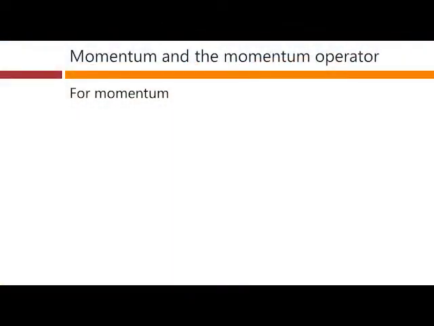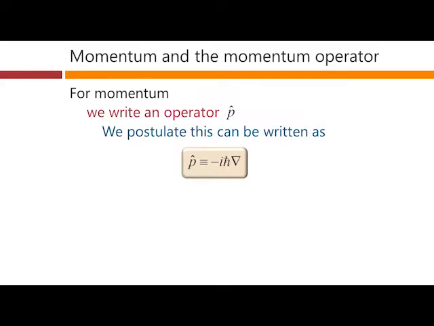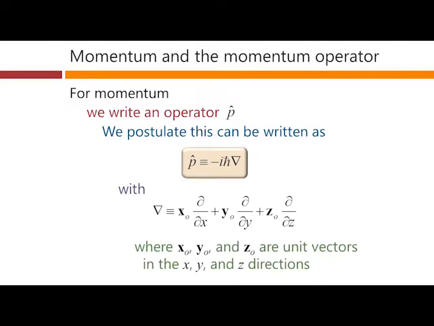We will start first by formally introducing the momentum operator. So, for momentum, we're going to write an operator. We put a little hat over this P, and we're simply going to postulate that this momentum operator can be written as minus i times h bar times the gradient operator. And of course, the gradient operator is just this set of derivatives in each of the coordinate directions. Here, to avoid some other confusions, we're defining x0, y0 and z0 as unit vectors in the x, y and z directions. So, the momentum operator is minus i h bar times the gradient, the spatial derivative operator in vector form.